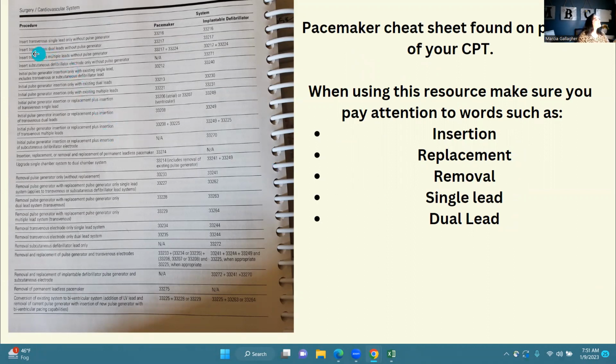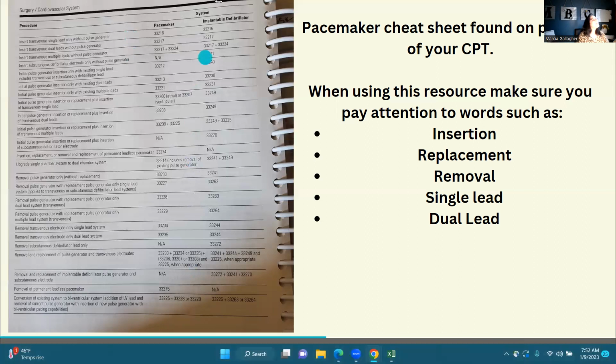So let's take a look at just the very first one. This is insert transvenous single lead only without a pulse generator. I want to look at 33206 and 33207. Initial pulse generator insertion or replacement of an insertion of transvenous single lead. So you have atrial and ventricle. So just pay very, very, very close attention. This is going to be your pacemakers. This is going to be your implantable defibrillators.